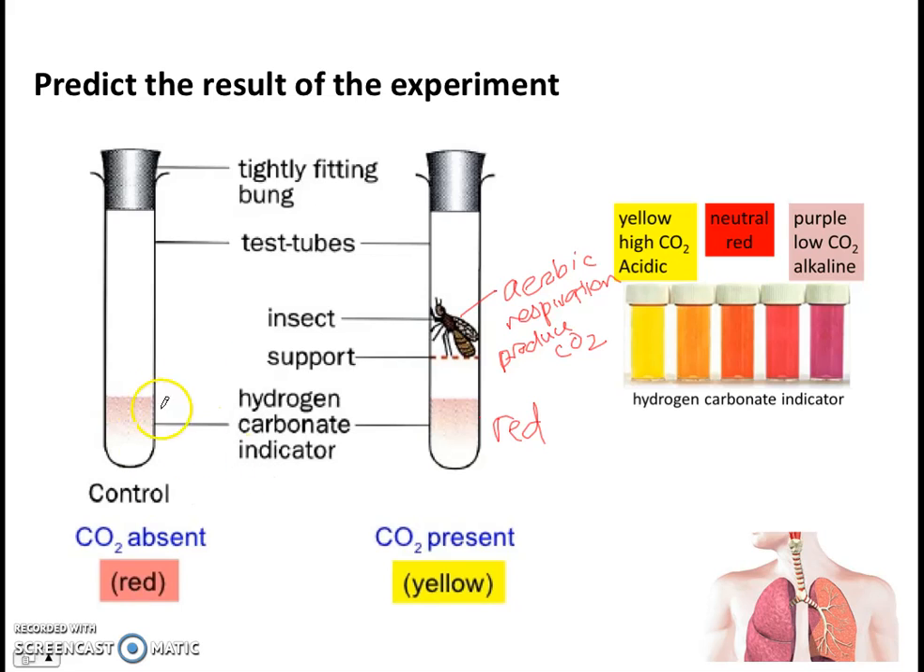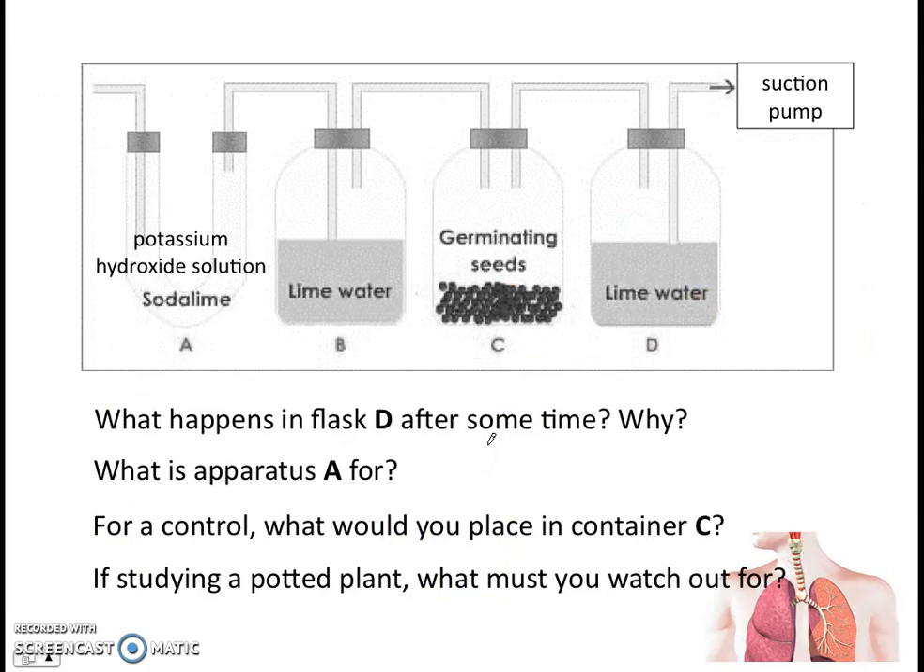After some time, the control hydrogen carbonate indicator remains red because there's no CO2 being produced, and in the setup with the insect, right, it respires aerobically, so you'll notice that the color of this changes to yellow after some time. Right, so this is one way to study respiration, the production of CO2. Now here's a second experiment that can be used to study respiration.